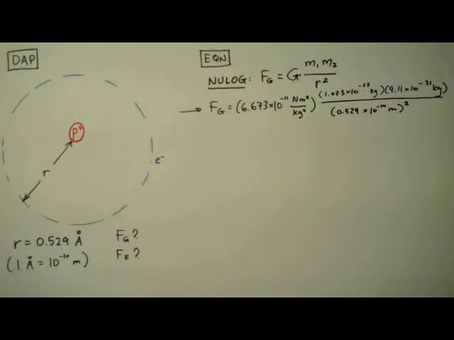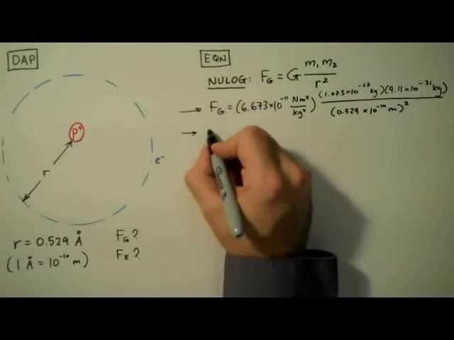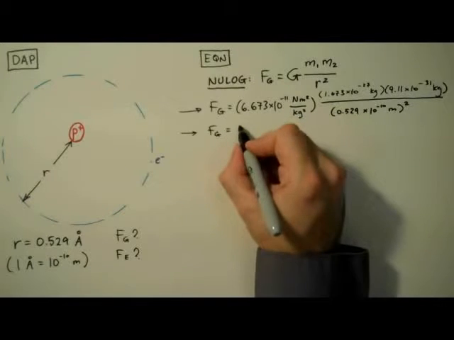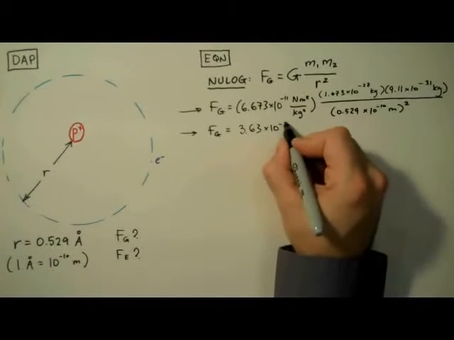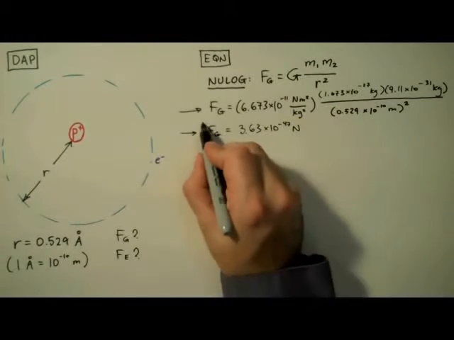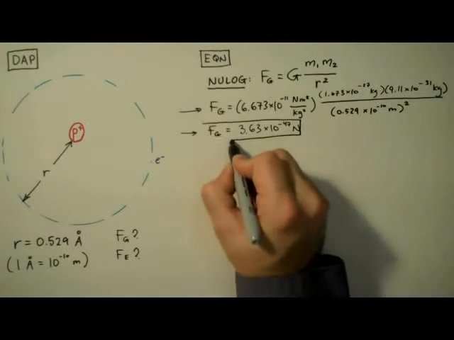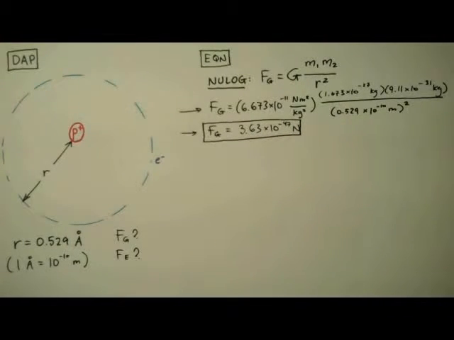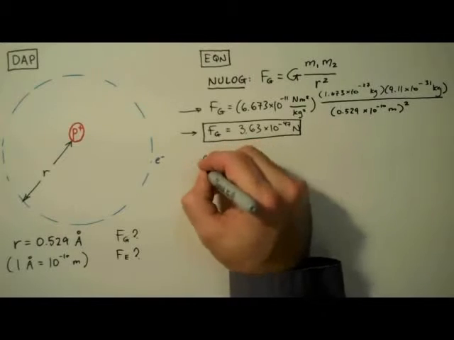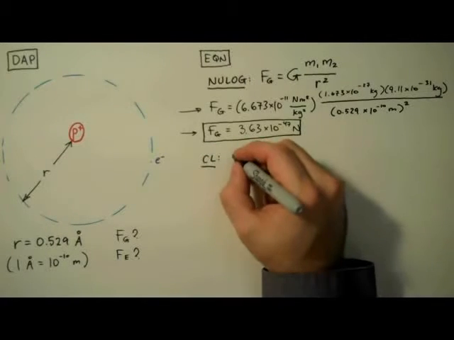Plugging this into a trusty TI-83 Plus, I get the gravitational force is equal to 3.63 times 10 to the negative 47th newtons. Box that up. And next we'll use Coulomb's law to determine the electric force between the two particles.